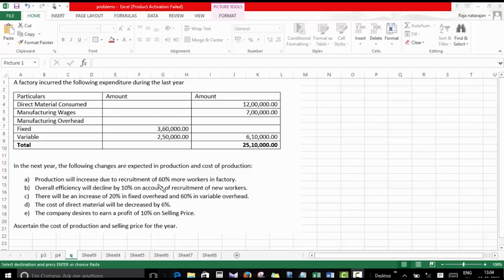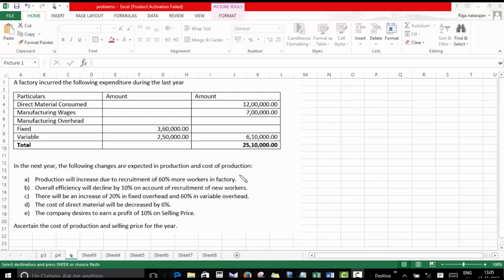Production will increase due to recruitment of 60% more workers in factory. Overall efficiency will decline by 10% on account of recruitment of new workers. There will be an increase of 20% in fixed overhead and 60% in variable overhead. The cost of material will be decreased by 6%. The company desires to earn a profit of 10% on selling price. Ascertain the cost of production and selling price for the year.